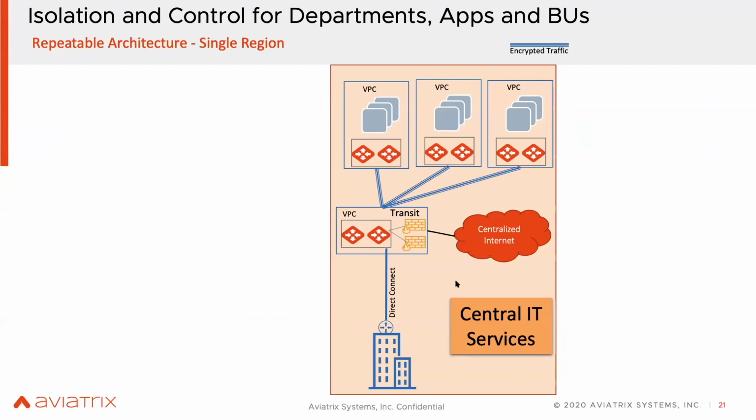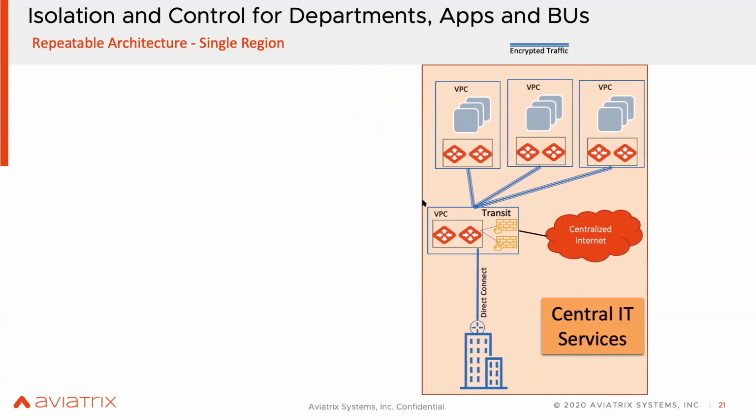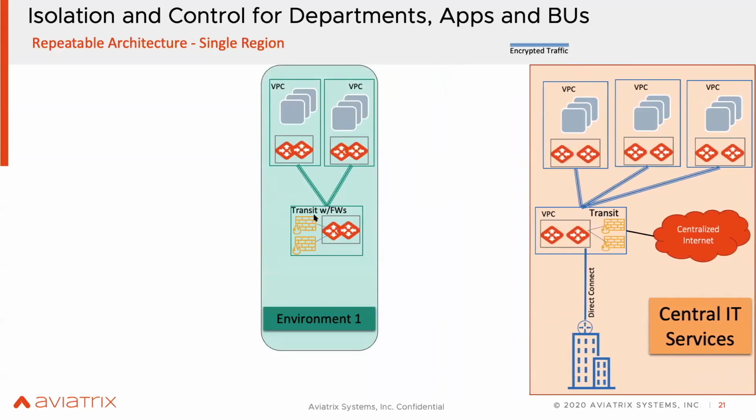So what you see here is an example where you have a central IT service and they are managing these firewalls and the VPCs are connected to this firewall and then you have the inspection done. So that's good. We achieved that. You saw this in the previous slide. But not only that, you can actually have more of these environments. So the business unit deployed as part of this architecture.